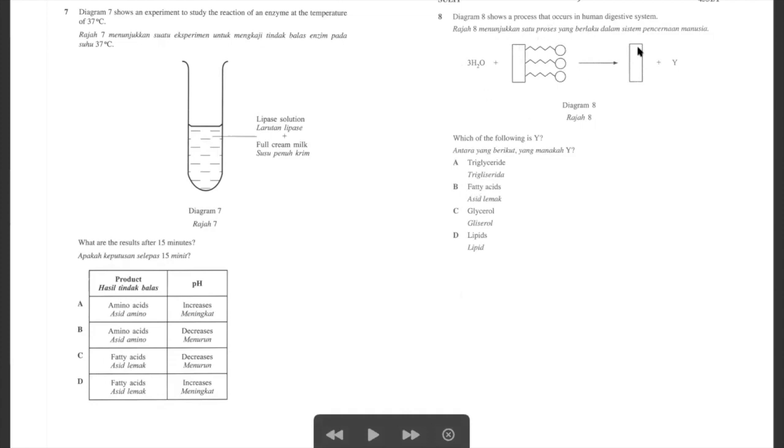You see, this is fat, right? If we break it down, it will become like this, and then another part becomes 3 here, which look like tadpoles. There are 3. So 1 glycerol, 3 fatty acid. That is the amount of fatty acid and glycerol produced after digestion. So here, number 8, the answer is B, fatty acid.